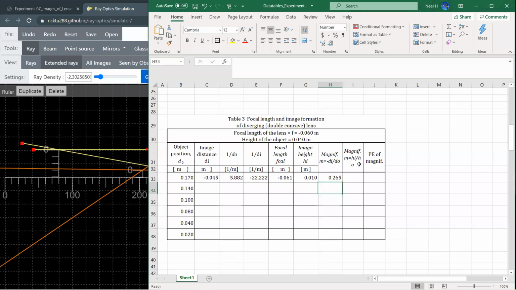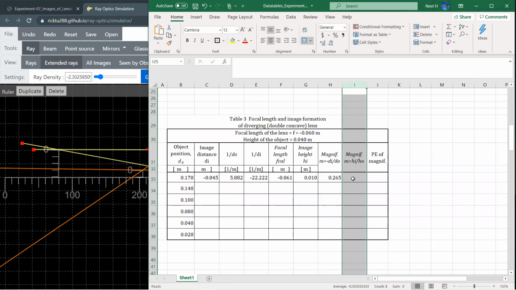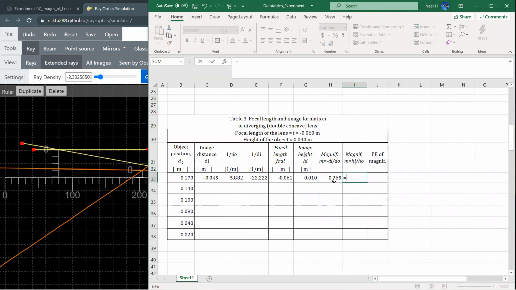Okay, so let's do the calculation for the magnification from the height here. Check that equal sign, hi over h0. h0 is always about 0.04, so we're getting about the same number. Let's compare them: equal ABS, parentheses, magnification from the distance minus magnification from the height.